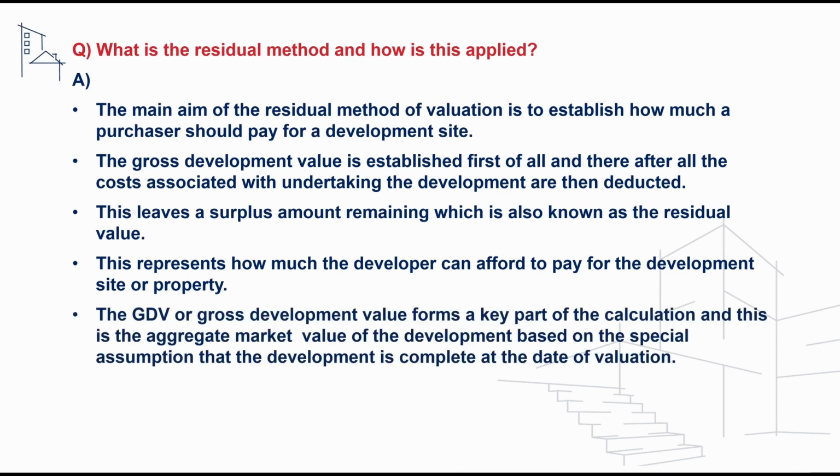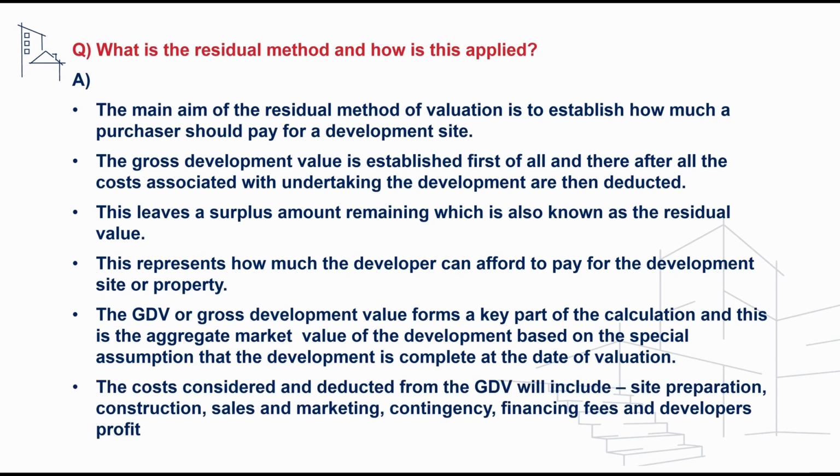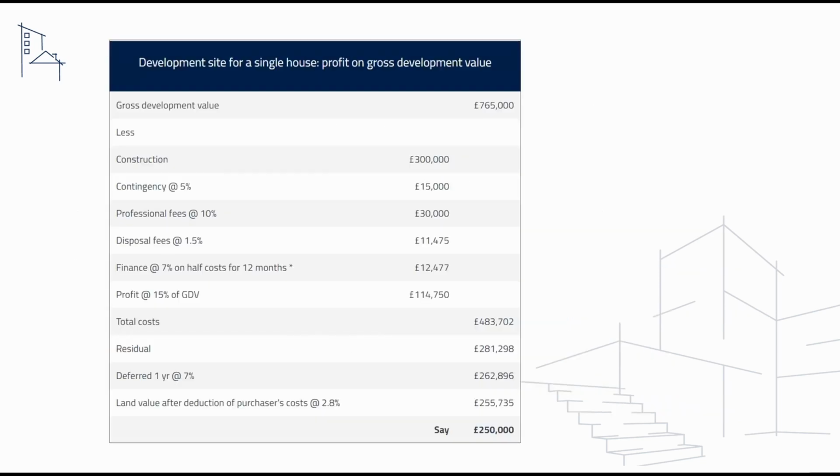The GDV or gross development value forms a key part of the calculation, and this is the aggregate market value of the development based on the special assumption that the development is complete at the date of valuation. The costs considered and deducted from the GDV will include site preparation, construction, sales and marketing, contingency, financing, and finally the developer's profit. In this worked example, here we can identify the key steps of the residual valuation method.